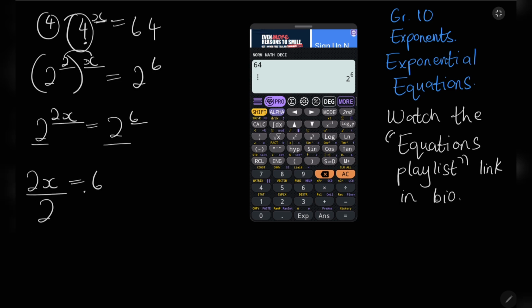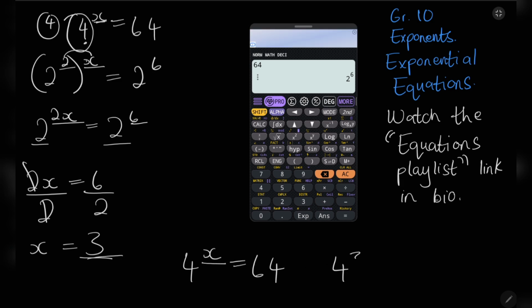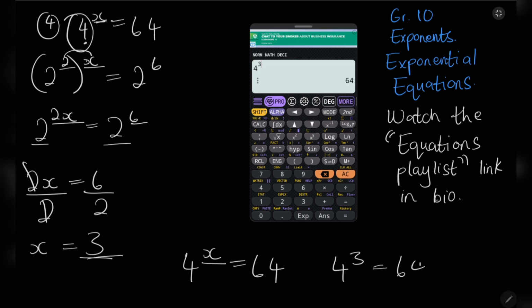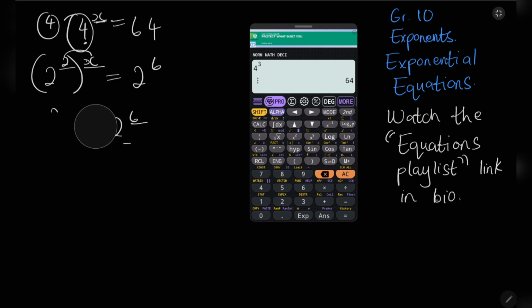We divide both sides by 2 to solve for x. This cancels with that. X is equal to 6 over 2, which is equal to 3. Now, if you want to verify this, we can substitute 3 again. Our question was 4 to the power x is equal to 64. Where we see x, substitute 3. 4 to the power 3, let's punch that in a calculator. 4 cubed is equal to 64. Therefore, this is correct. Now let's try the last example in this video.